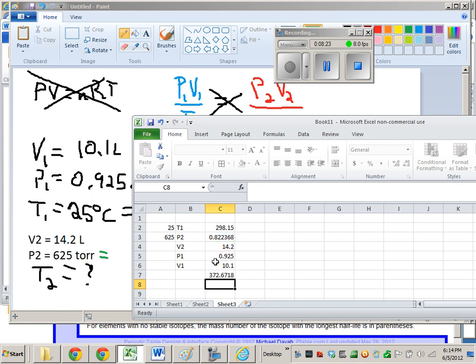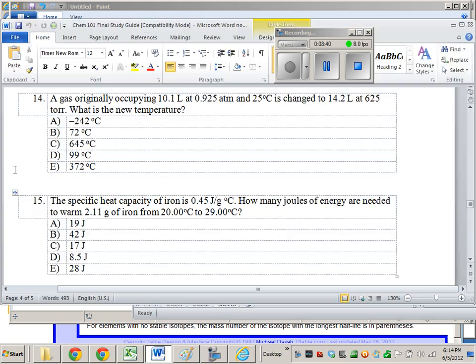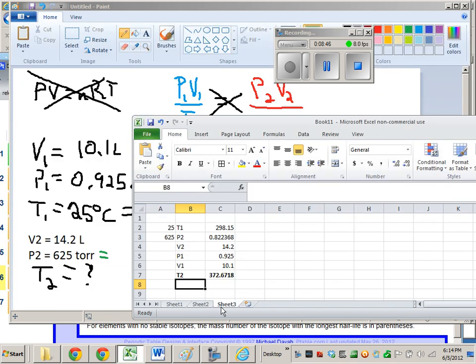Okay. So we end up getting a temperature that's 372.7 roughly. This is the T2 that we were solving for. But we wanted to get this in Celsius because all of our answer choices are in Celsius. So we are going to have to subtract 273.15 from that. So we get 99 something. So that's from Kelvin to Celsius.